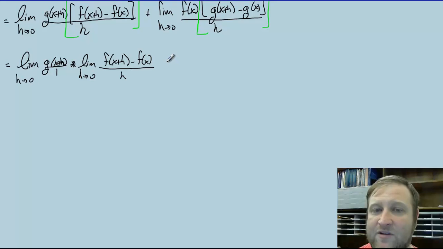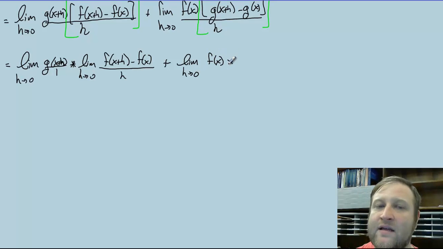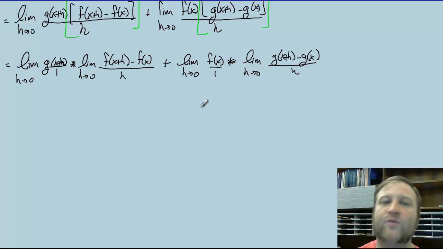And notice here I'm going to split the second portion up the same exact way. So I'm going to have plus the limit as h approaches 0 of f of x, times the limit as h approaches 0 of g of x plus h minus g of x all over h. So notice this is still all over 1. So now, hopefully this is becoming more transparent about these two limits over here.